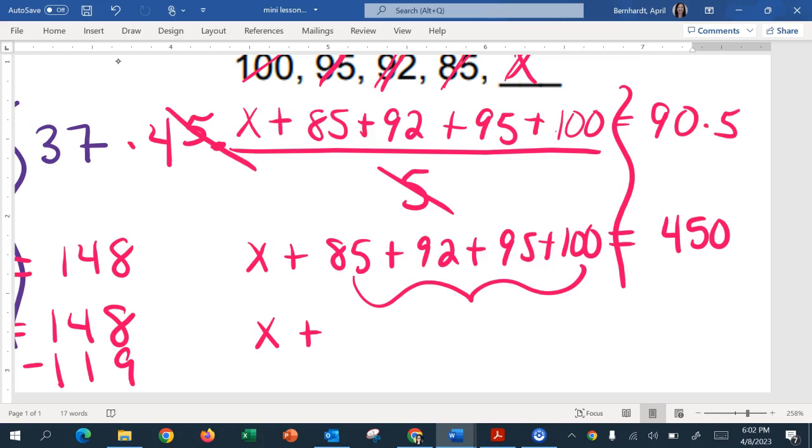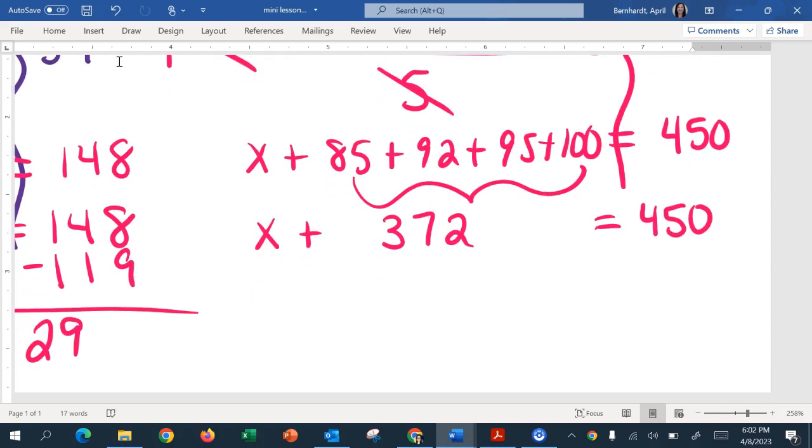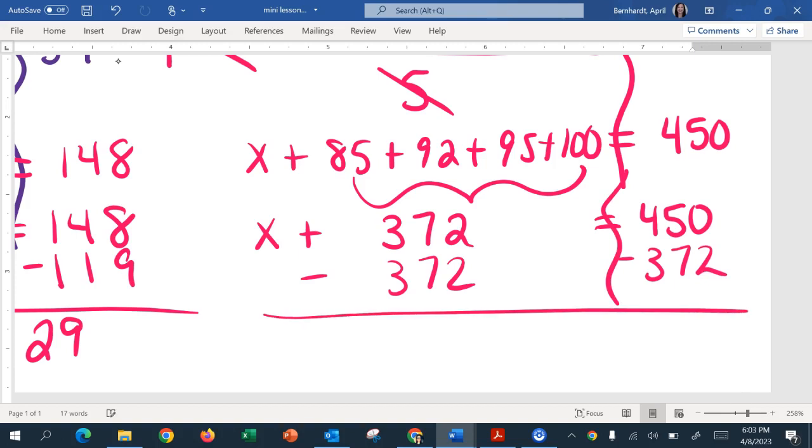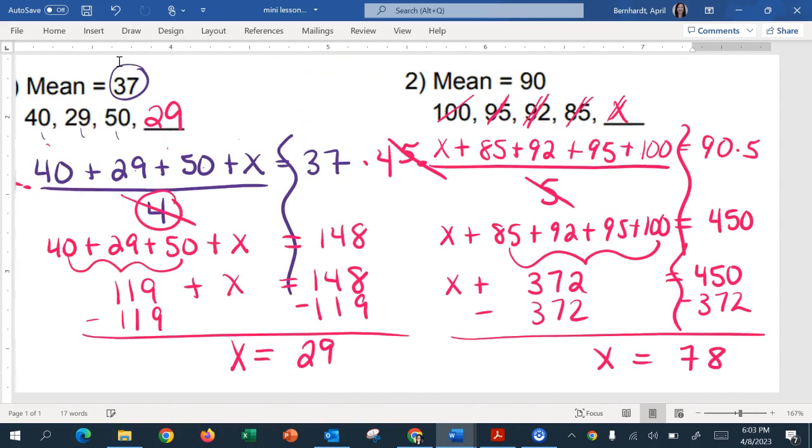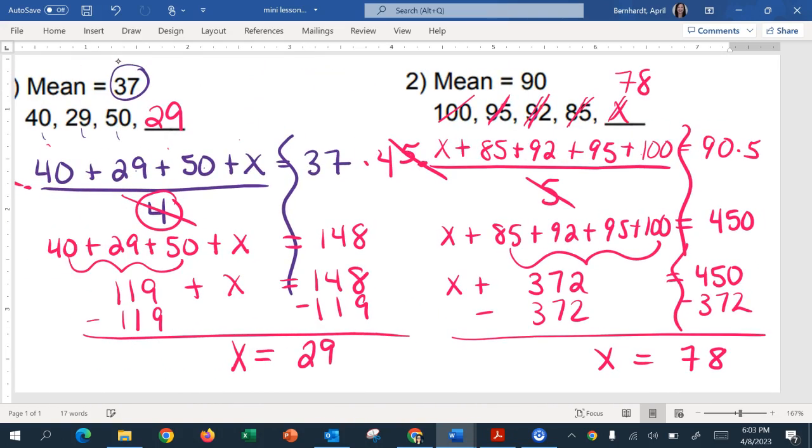I hope you're doing this along with me. Hopefully I'm not making any more careless mistakes. I should be checking twice on my calculator, but again, to keep this a little short, I'm not going to. Minus 372 from both sides. 450 minus 372. So X equals 78. Does that make sense? Yeah, 78 seems reasonable. If the average was 90, it shouldn't be too low.